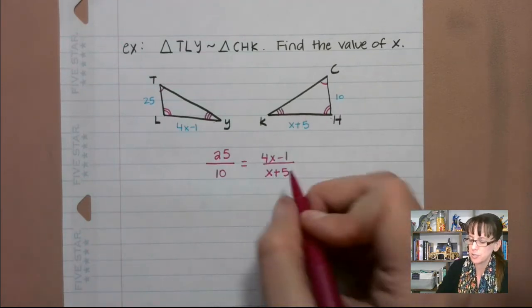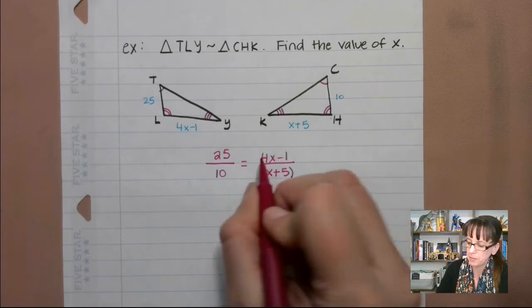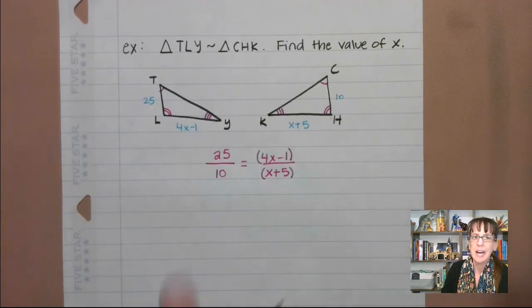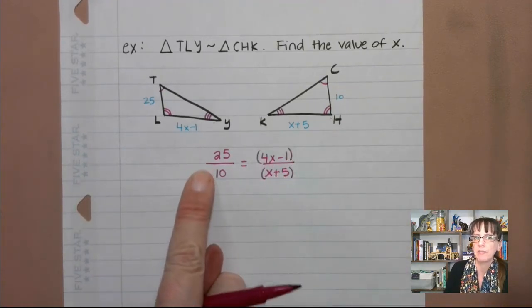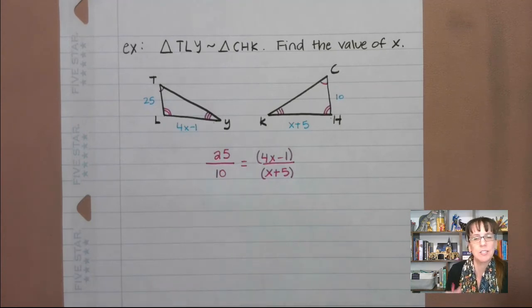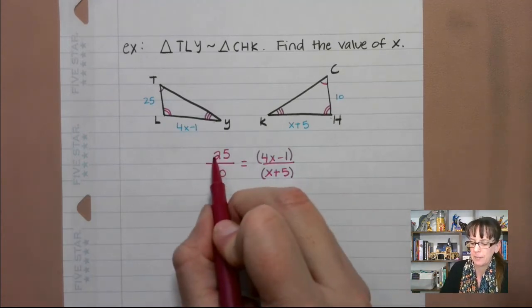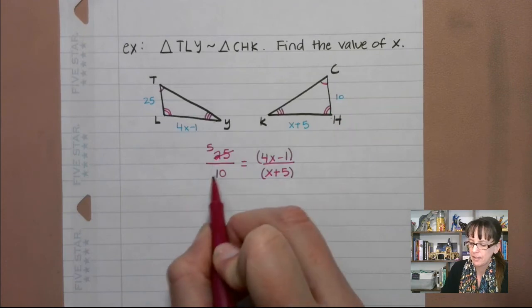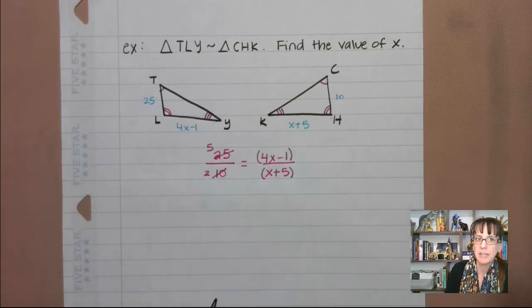Again, protect your addition and subtraction in your fractions so you remember to distribute if necessary. I also see that I have a fraction over here, 25 over 10. Make your life easier and reduce that. Both of those can be divided by 5 to give us 5 and 2. All right, now we're ready to use our cross products, or cross multiply.